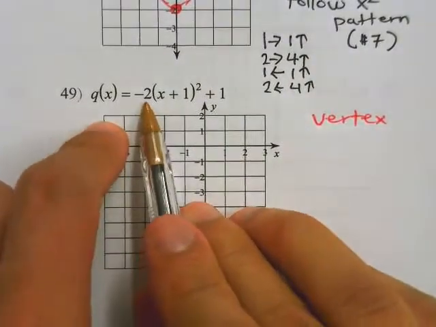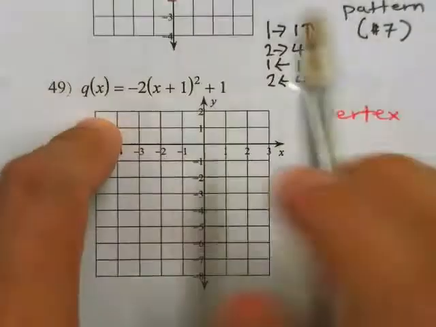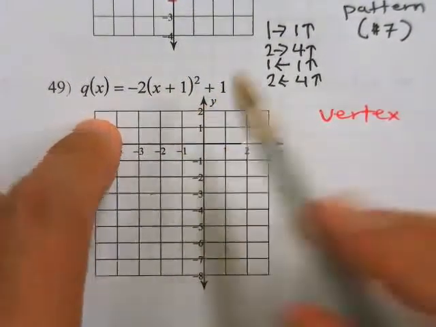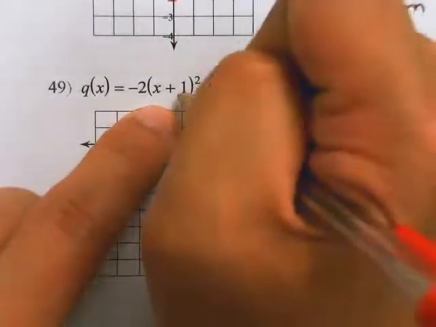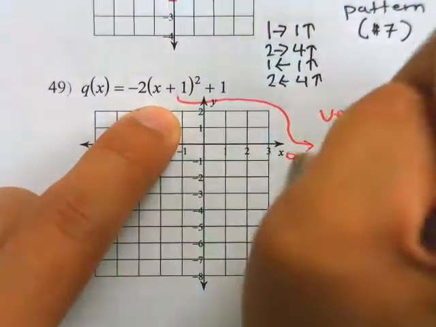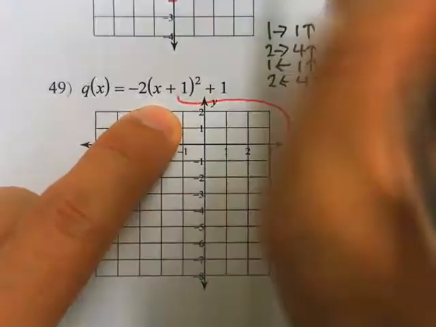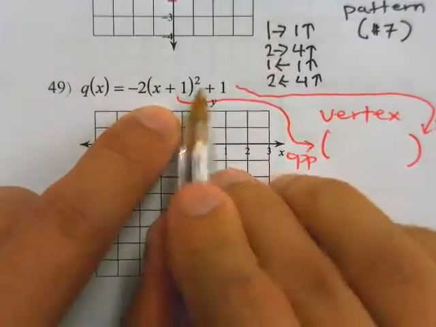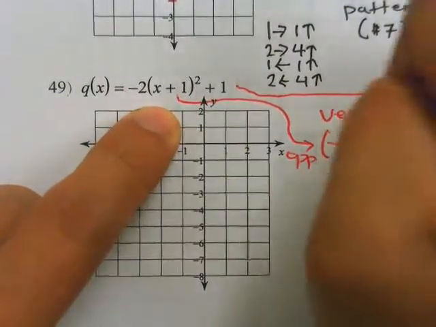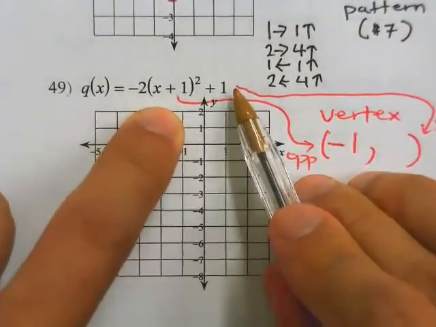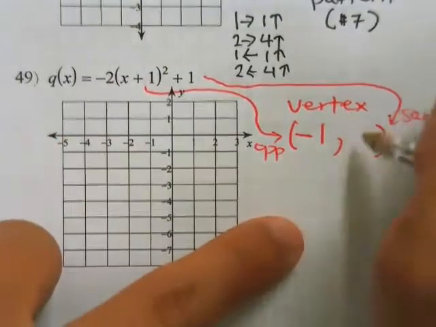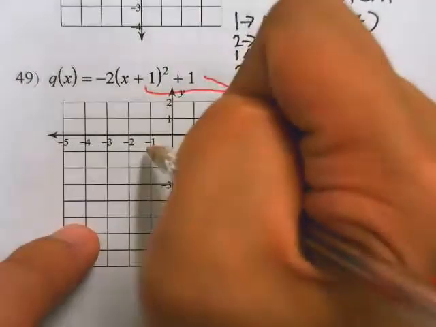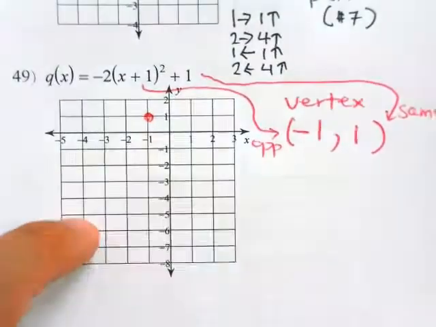So this number over here does not dictate the vertex. It's always whatever's inside with the x, and then the outside number over here, your h and k. So remember what I said, you have to go opposite of what you see, and then over here is the same, as is. So opposite of positive 1 is going to be negative 1. And then the same, it's going to be positive 1. So this is going to be your vertex, your starting point. So negative 1, comma 1. So negative 1, comma 1 is right over here.